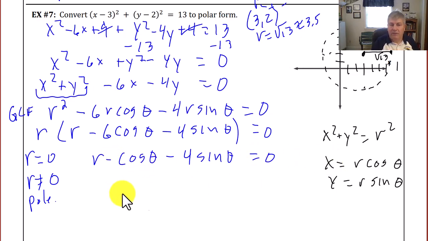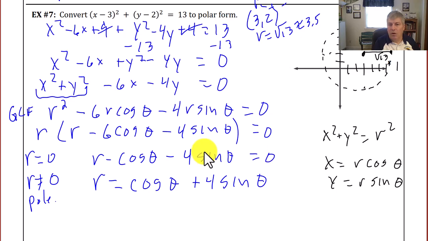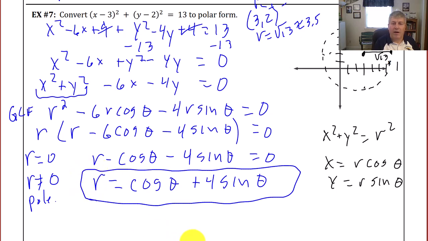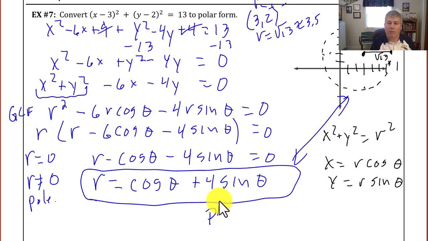Add all this to the other side to isolate r. So we get r equals 6 cosine of theta plus 4 sine of theta. So I just moved all this over to the other side of the equal sign, and that is our final answer. So we have converted this circle into polar form.